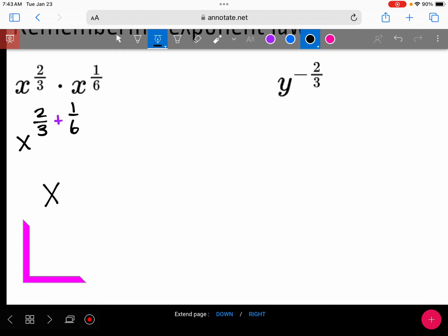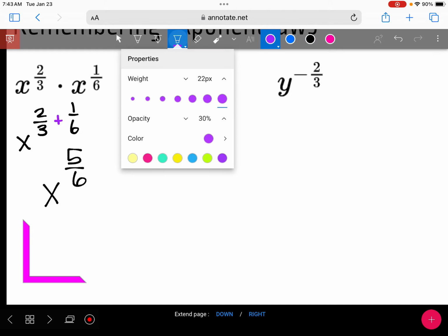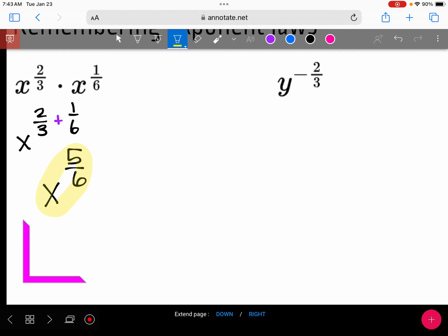So this gives us x to the 5/6. And that's where we stop on that one. That one is fully simplified.